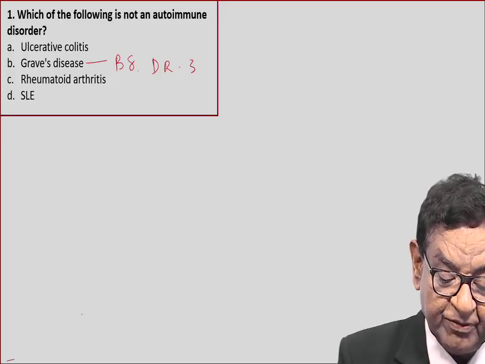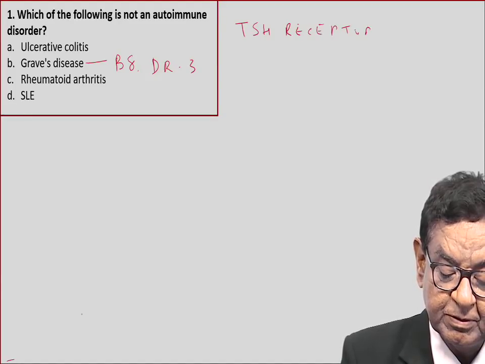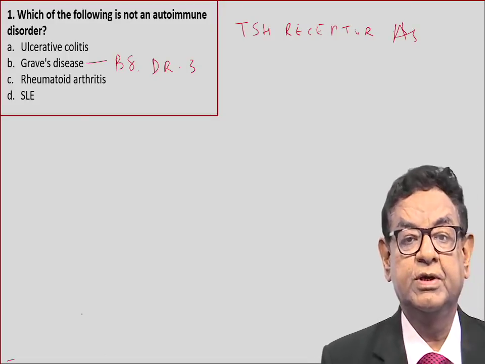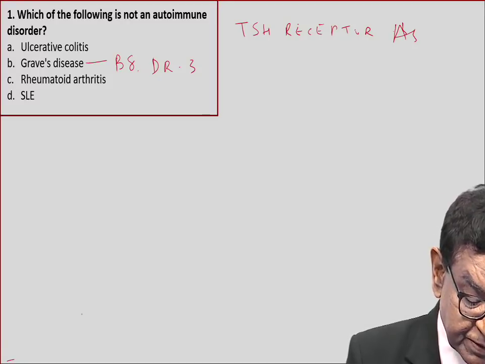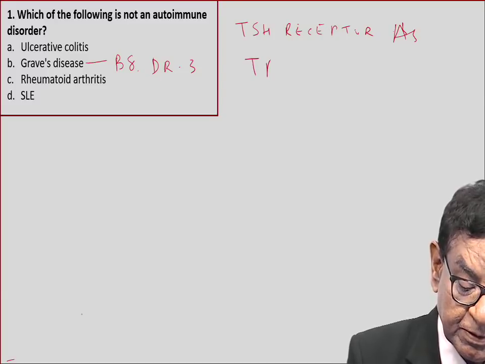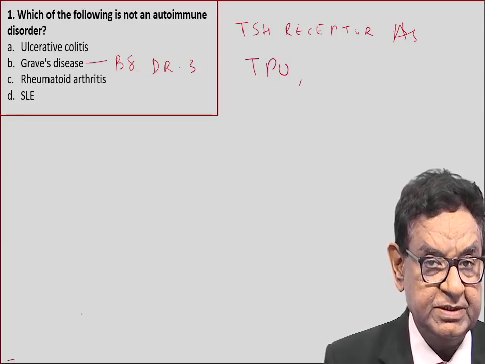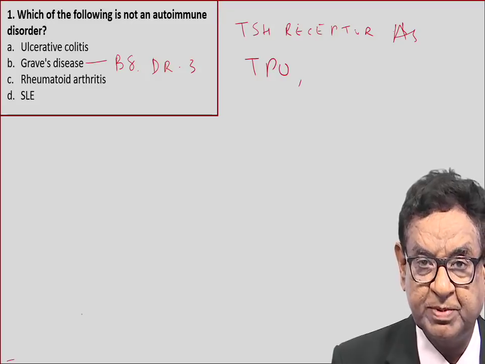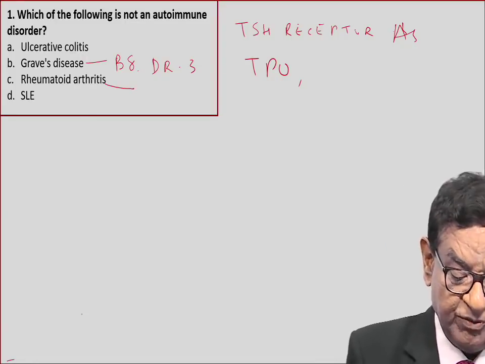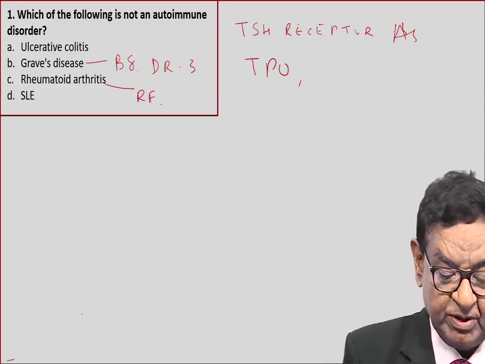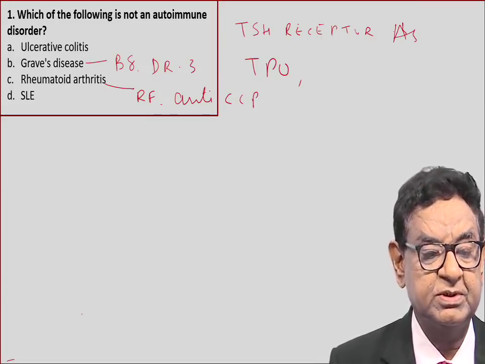Classically in this patient, we have TSH receptor antibodies. These patients also have thyroid peroxidase antibodies, and they also have anti-thyroglobulin antibody. Point to be noted, these TPO and anti-thyroglobulin antibodies are also present in Hashimoto disease. As far as rheumatoid arthritis is concerned, we all know they have rheumatoid factor, but they also have anti-CCP antibodies, which are the most sensitive and most specific test to diagnose RA.